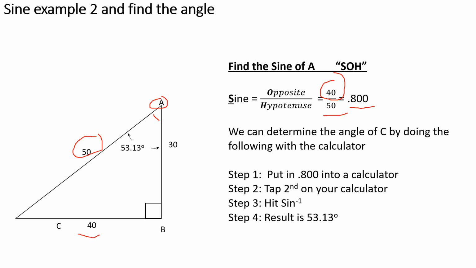Now let's find what that angle is. Do as I did before. I'm going to get my calculator out here. And what I'm looking at here is 0.8, but let's go through it technically. 40 divided by 50 equals 0.8. And I've got second here already hit. Right there, sine -1, and it's 53.13 degrees.